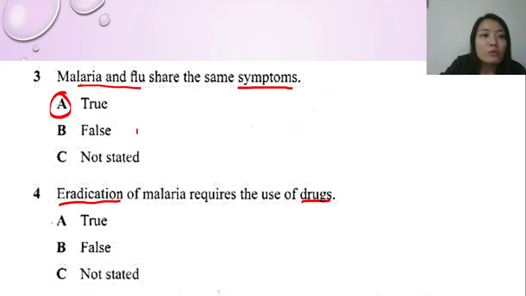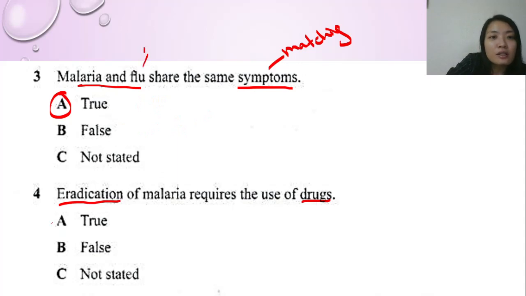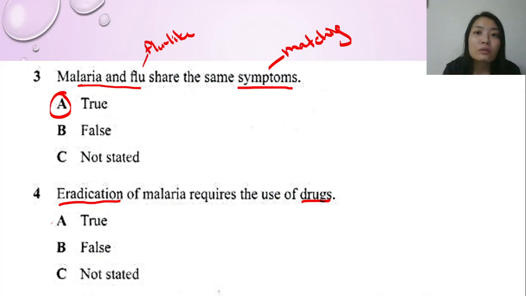So to find out whether it's true or not, it has to be matching. Maybe they use the same words, but they usually will use different words. For example, the text says flu-like symptoms. But flu-like is the same as sharing the same symptoms. So in that case, this is true. So it matches, you choose true.